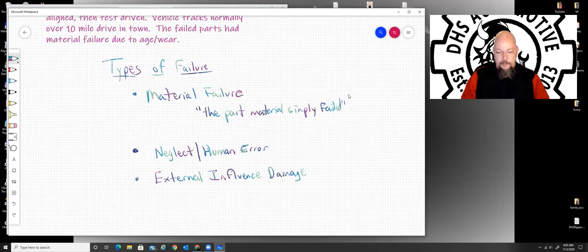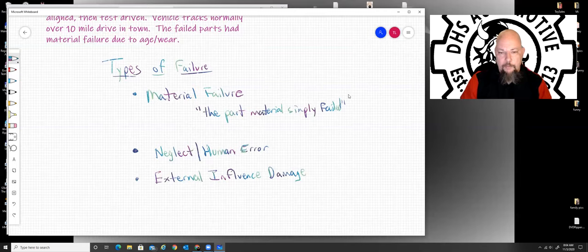External influence damage is when something from the outside of the vehicle, outside the part, outside influence, comes and affects the vehicle. This means that it could fall into the realm of human error and neglect, but typically it would be called accident, weather, flying objects, things along those lines, okay?